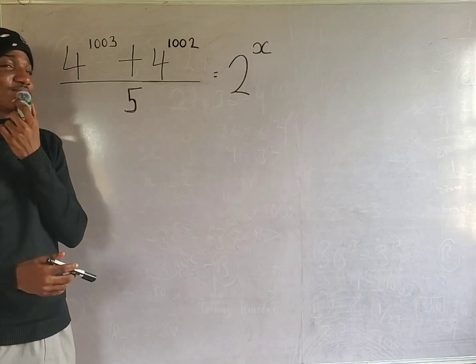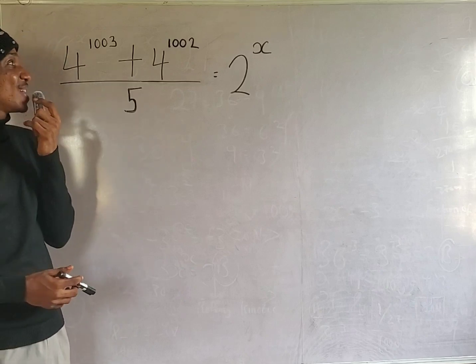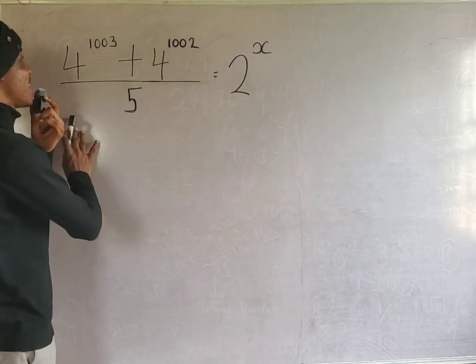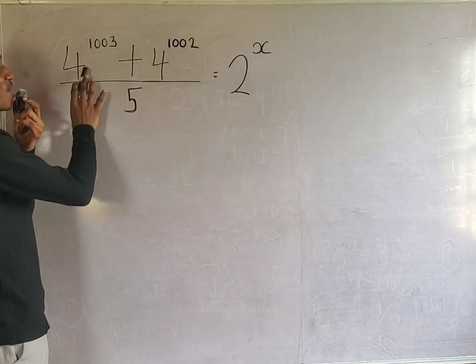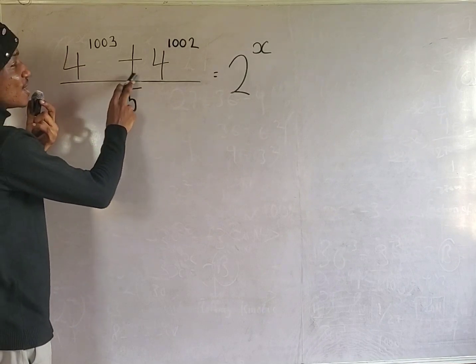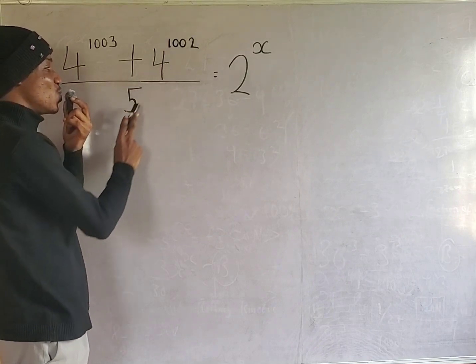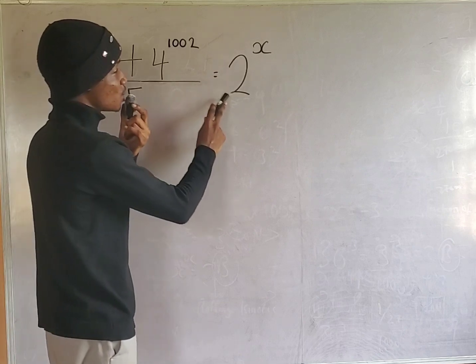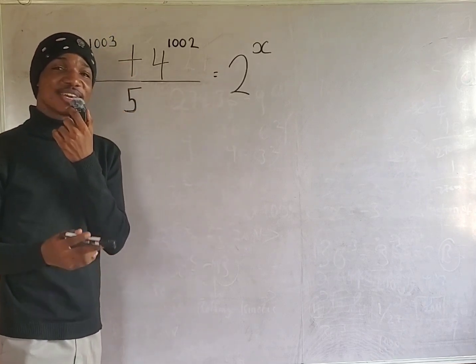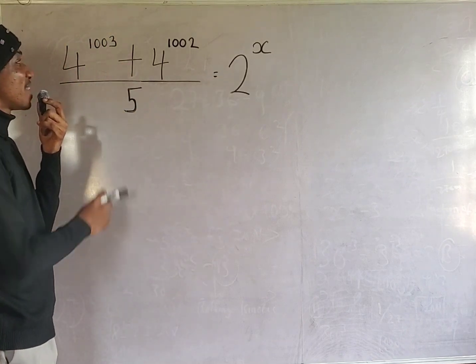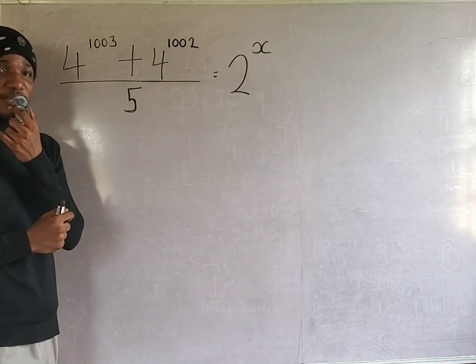This question is not as hard as you think, okay? You are asked to find the value of x in (4 raised to the power of 1003 plus 4 raised to the power of 1002) all over 5 equals 2 raised to the power of x. How can you solve for the value of x in this equation that we have on the board?